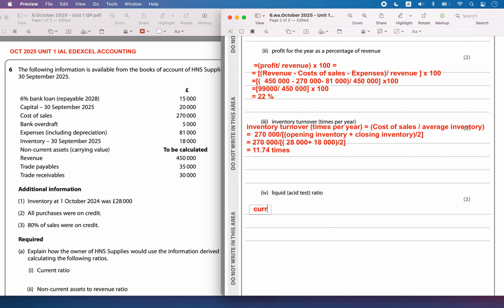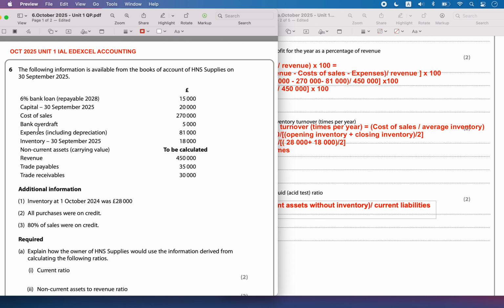Next, the liquid ratio. The liquid ratio is nothing but the current assets without the inventory. So that is equal to current assets without inventory, only the current assets which are included without the inventory have to be taken, divided by current liabilities, and then you write it as a ratio.